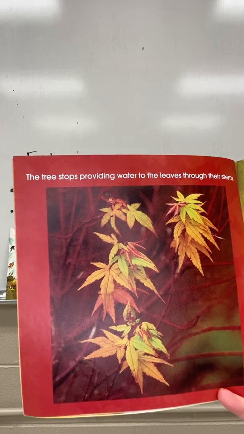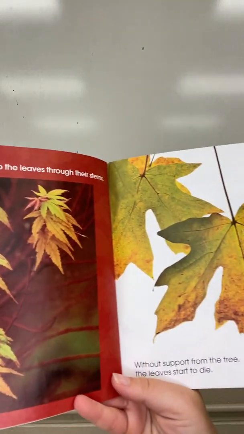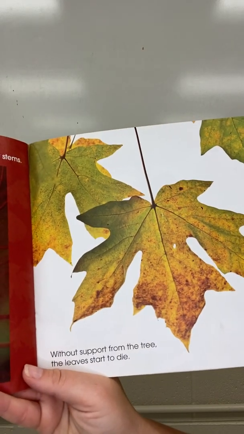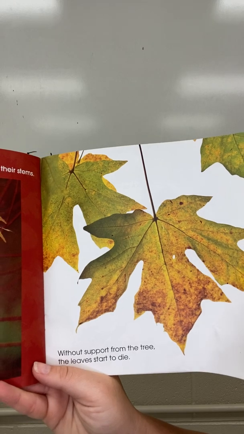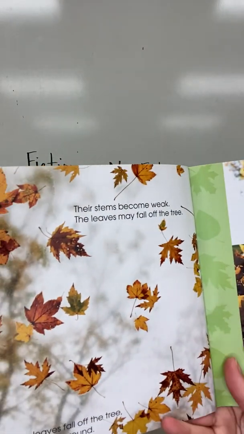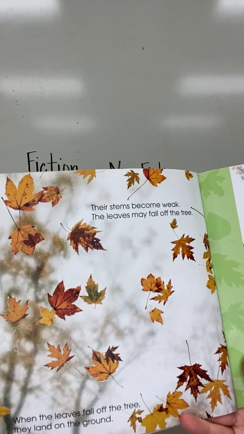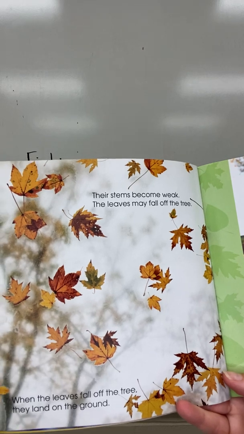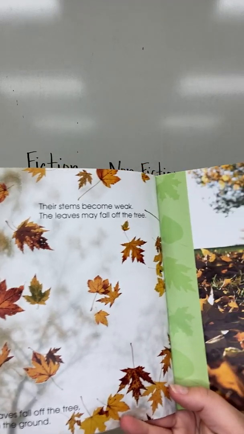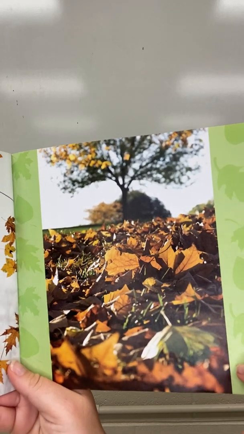The tree stops providing water to the leaves through their stems. Without support from the tree, the leaves start to die. Their stems become weak. The leaves may fall off of the tree. And when the leaves fall off the tree, they land on the ground. I bet you have seen leaves on the ground before.